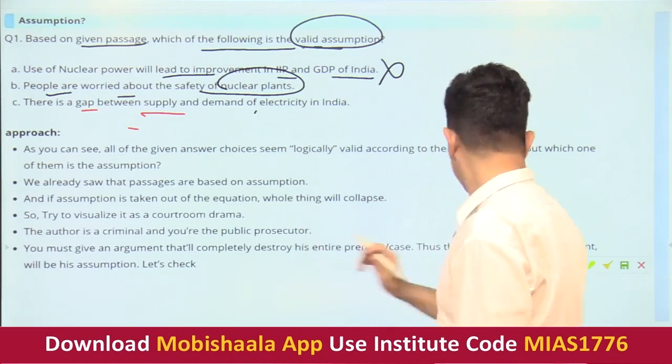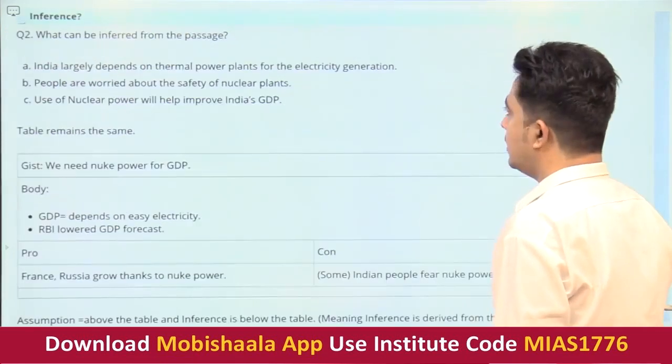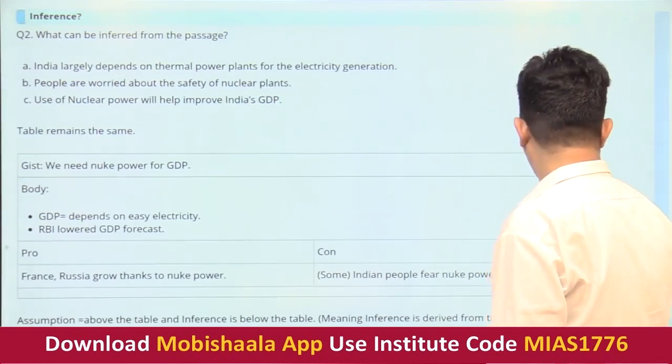We have discussed it. Now, moving further, here it is. Now, how will you find the assumption questions?